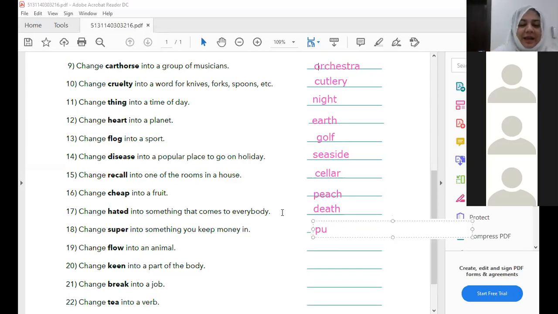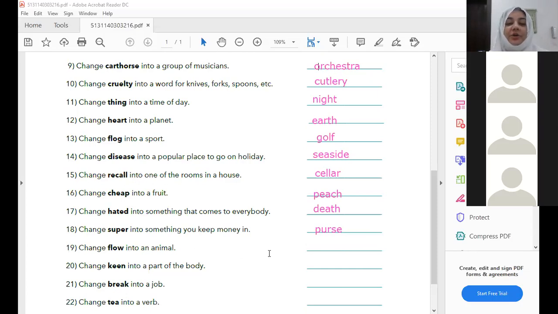Purse. Purse. आपने पंजाबी में बोल दिया परस. It's in English, purse. Okay. There is a difference in accents. When we talk in our language and when we talk in English, the accents are different.